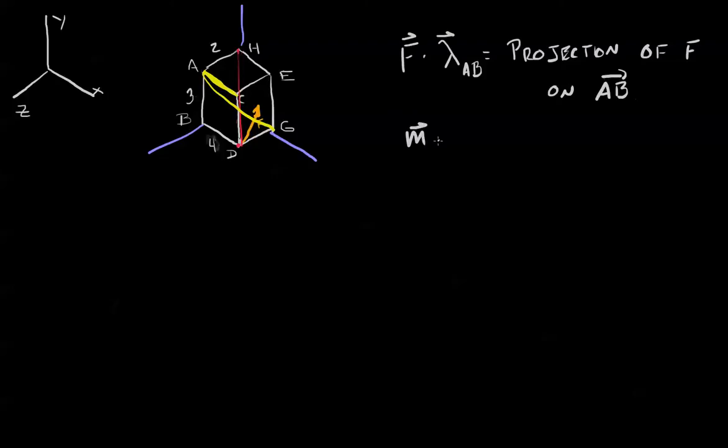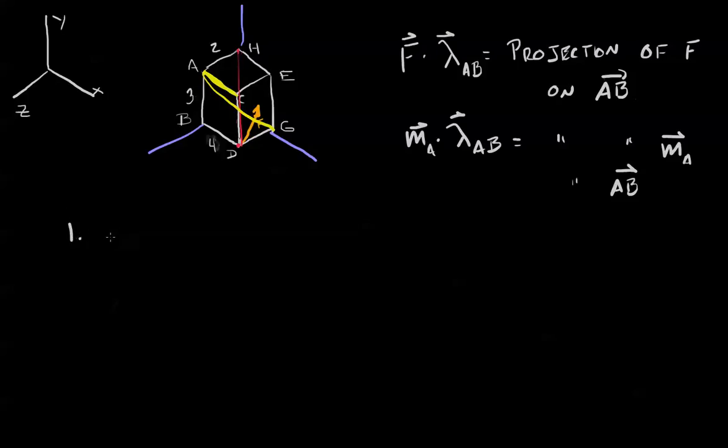We can do the same thing with a moment. This would be the moment about A, or the moment about any point on this line, dot product with the unit vector, is the projection of the moment about A on AB. So this kind of reminds us what we're dealing with here. Let's start off with the forces.